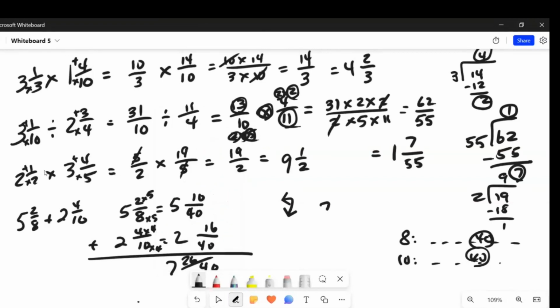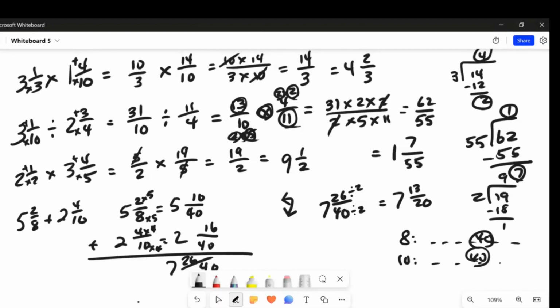So that should be 7 and 26 40ths. The top and bottom, I know I can divide 2 into those. And so I get 7 and 26 divided by 2 is 13. 40 divided by 2 is 20. And so there's my 7 and 13 20ths.